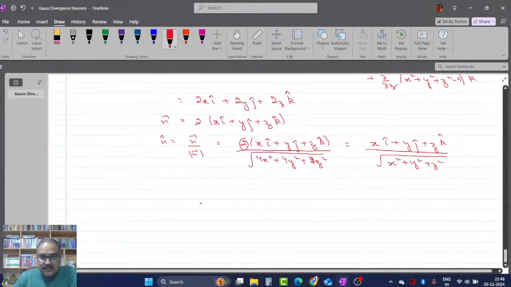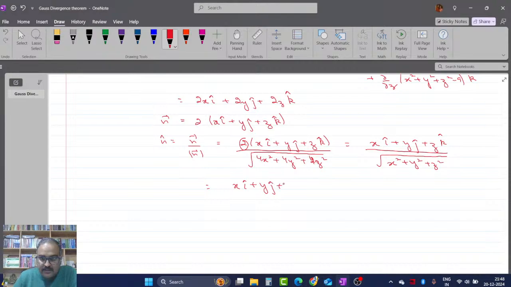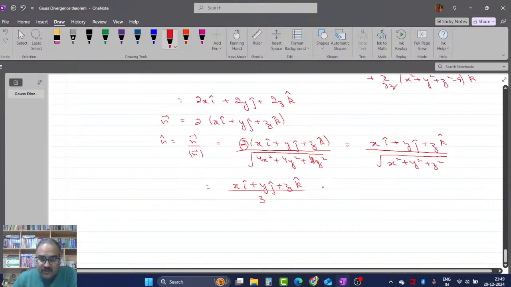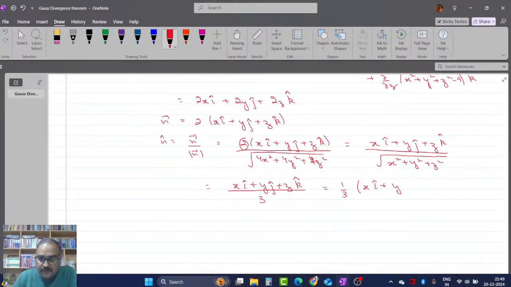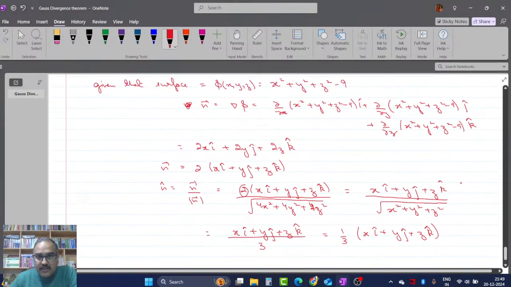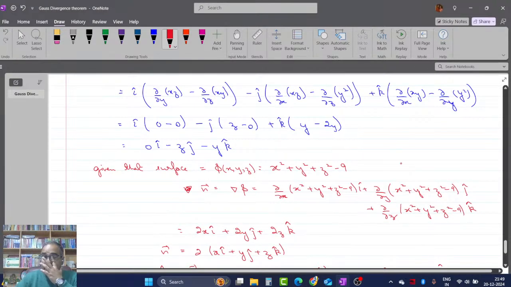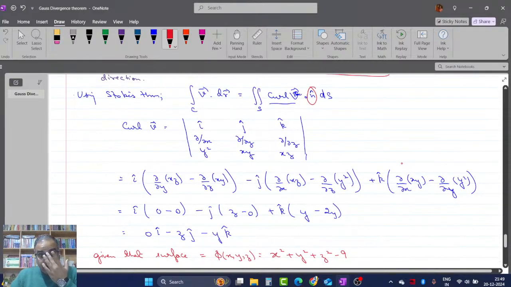ओके, सो यहाँ पे आ जाएगा, that will be equal to x i cap plus y j cap plus z k cap divide by root 9, that is 3. So resultant will be 1 by 3 times x i cap plus y j cap plus z k cap. अब नेक्स्ट टर्म क्या है हमारे पास, दोनों के अंदर डॉट प्रोडक्ट निकालना है. ठीक है, as per the statement दोनों का मुझे डॉट प्रोडक्ट निकालना है.